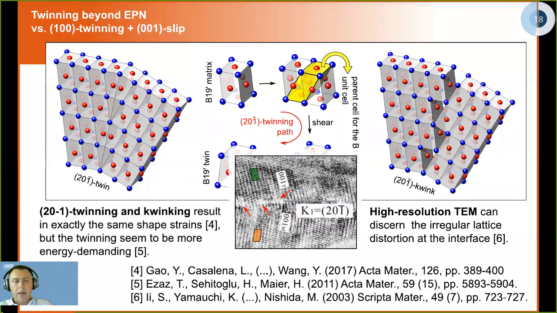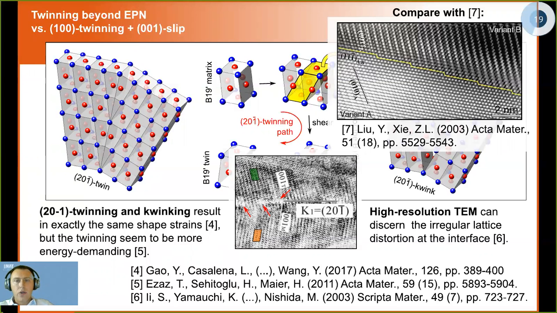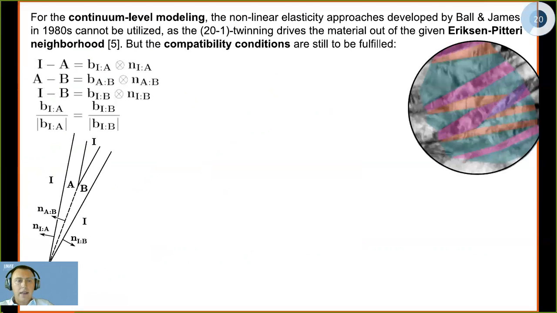And also there are some high resolution TEM observations in this paper from 2003, which show that the 2O-1 twin interface is far from being crystallographically sharp as one could expect from the compound twin. And when we compare it to a type 2 twin, which should be more complex, we realize that in fact the type 2 twin in nickel titanium is much sharper and simpler. So let's move to the continuum mechanics analysis.